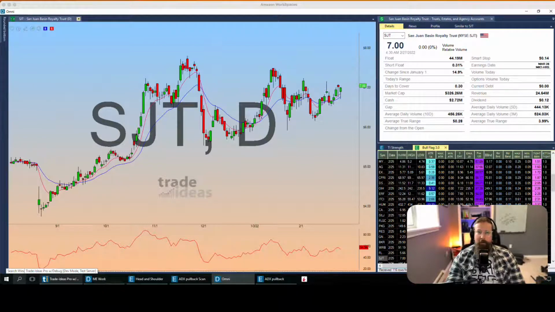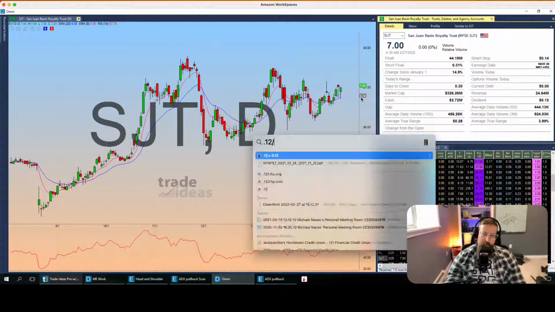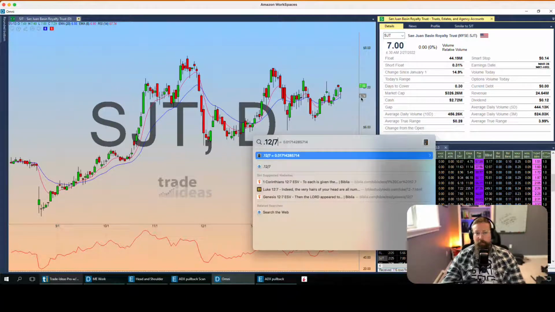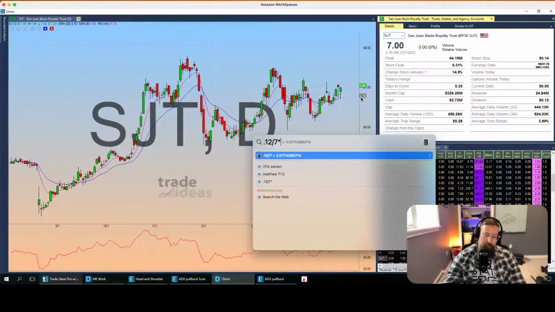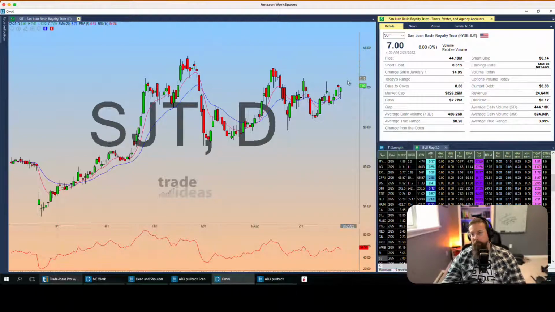SJT, I kind of like the look of over 7. I think kind of 650 you can get out. This is a real estate income trust. Actually got a pretty decent dividend. What's 12 divided by 7? Not that I care what dividends. Times 117, 2%. So 8% a year. That's why I don't care about dividends.